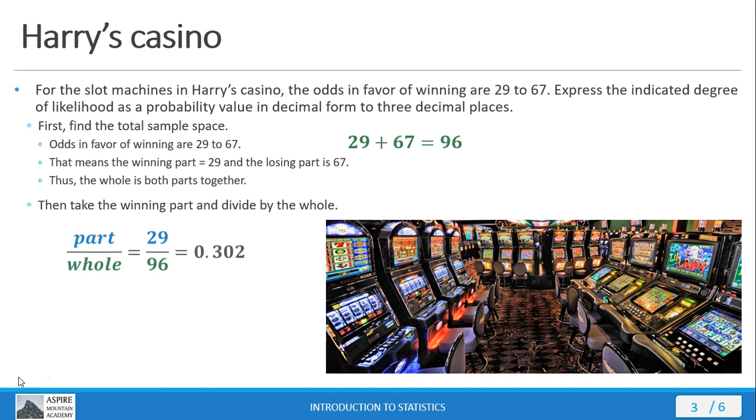The part is the winning part because we want the odds in favor of winning. So we're going to turn this into a probability. We want the winning part, that's going to be our part. And the whole is going to be everything added together. 29 over 96 gives us 0.302.